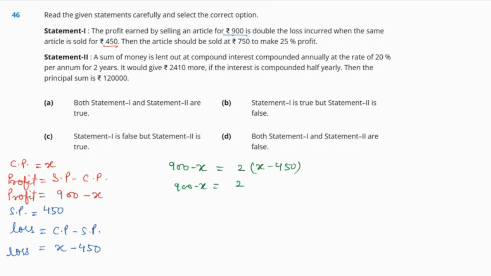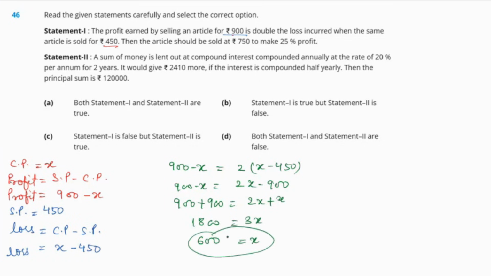We can solve it. We are getting 2X minus 900. So we will be getting 900 plus 900 is equal to 2X plus X. So we are going to get 1800 is equal to 3X. So the value of X we are getting is 600. Okay, so X is 600, which means our CP is going to be 600.